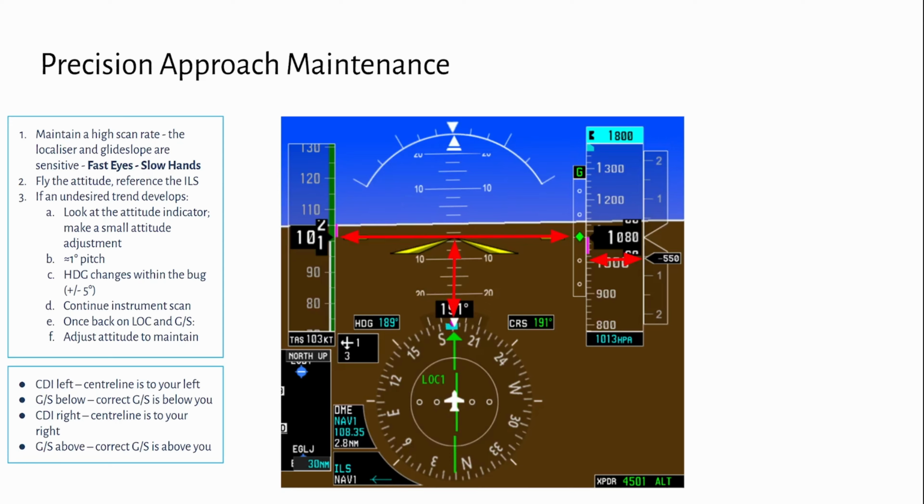We're going to continue the instrument scan, so we're checking speed, glide slope, rate of descent, and our localiser deviation. Once we're back on the localiser and glide slope, we're going to adjust the attitude to maintain and set the power as we require. And as we mentioned before, it's the same principles of the VOR. So if the centre line is to the right, we are to the left. You need to fly to the right. If the CDI is to the left, we're to the right, so we need to fly to the left. And the same is with the glide slope.